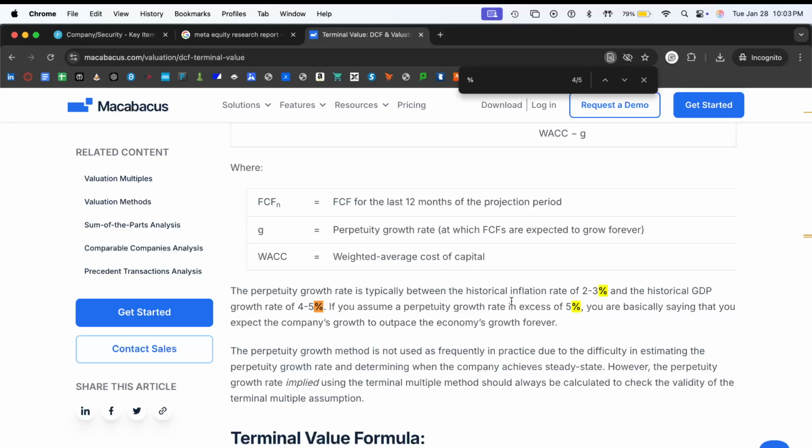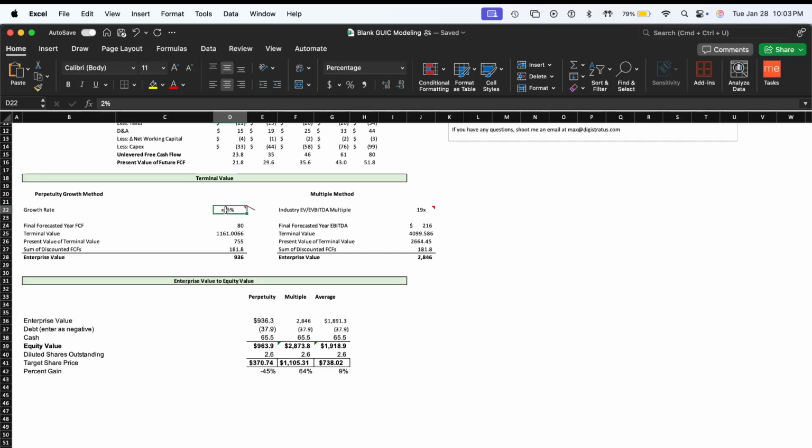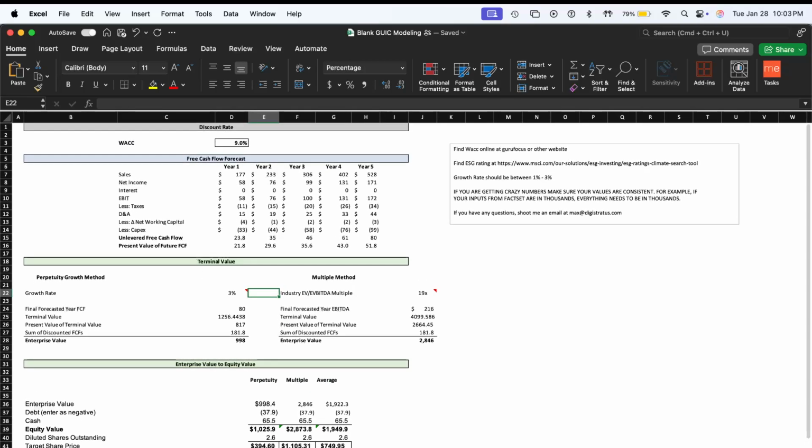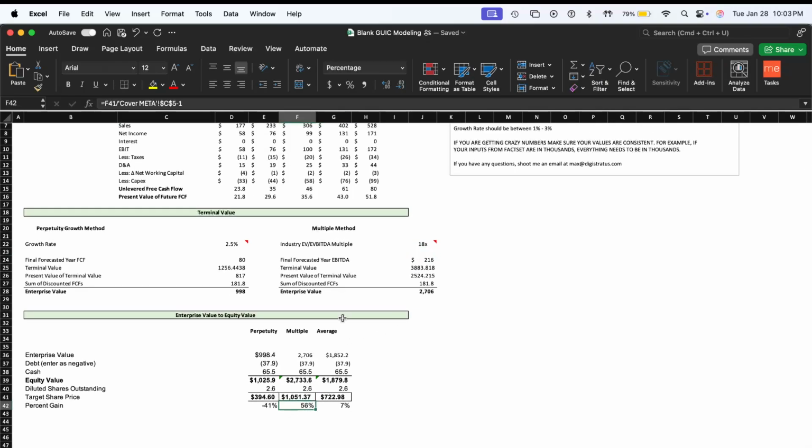Yeah, so historical GDP growth is 4 to 5%, so the perpetuity growth rate is typically between 2 to 3%. It cannot outpace the economy's growth forever. So even if I made this 2.5, we'll see what happens: this goes up, from slightly less to slightly more. Maybe you can make an argument for that. It is one of the 10 most valuable companies on the planet, so maybe they do have a higher perpetuity growth rate. Or maybe this multiple is too high and I actually go with 18x. See, that brings down the valuation.